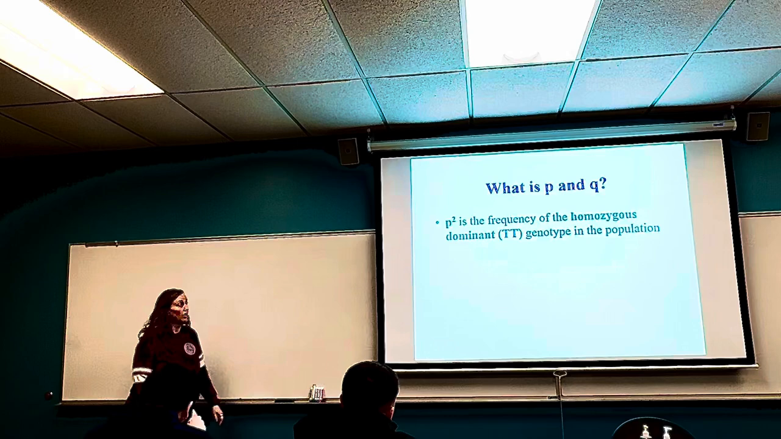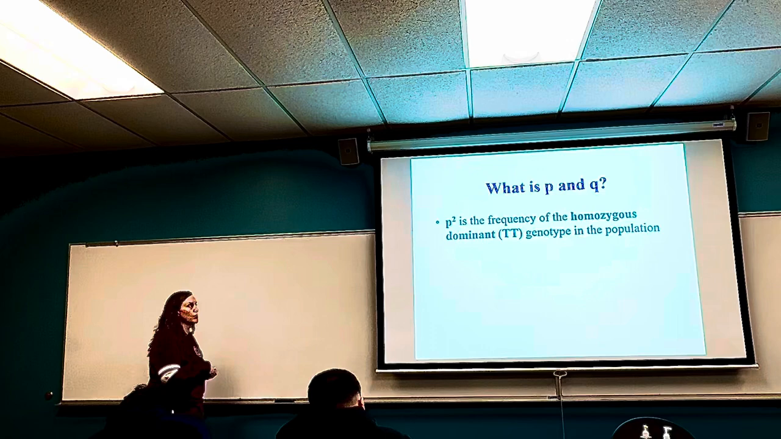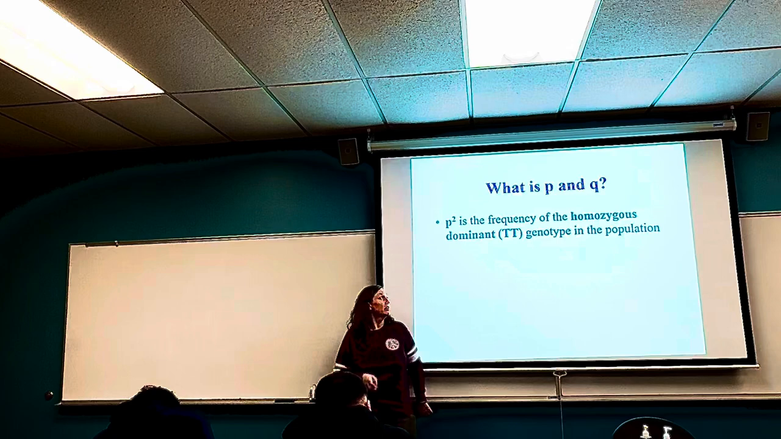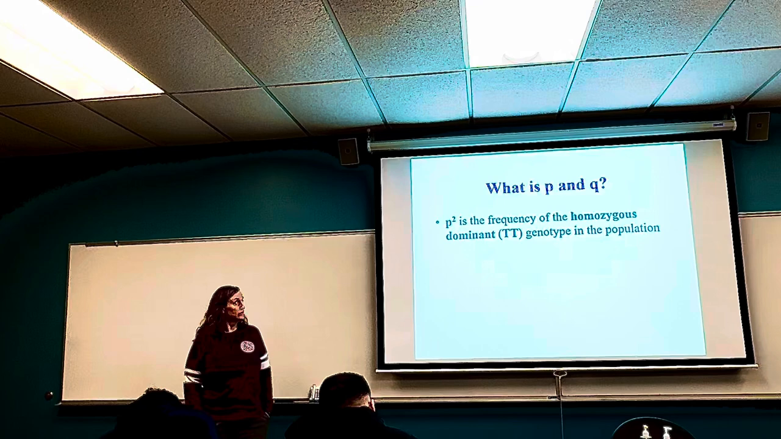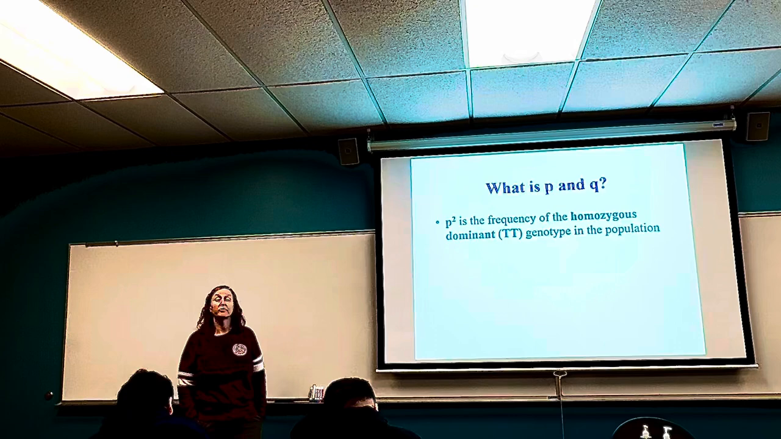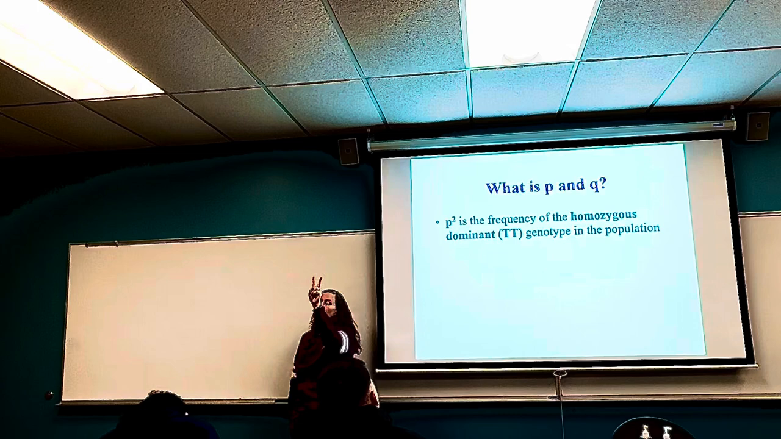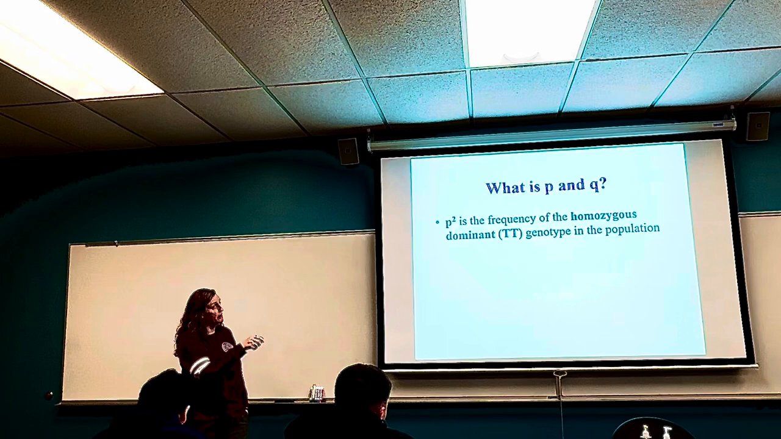All right, so let's talk about these p's and q's. We have p squared plus 2pq plus q squared equals 1. We have p plus q equals 1. P squared is the frequency or percentage of the homozygous dominant genotype. When you're talking about the first equation, p squared plus 2pq plus q squared, those refer to the genotypes. We're looking at two genes: what two genes did you inherit from your biological mom and biological dad? Okay, so big T, homozygous dominant, is p squared.